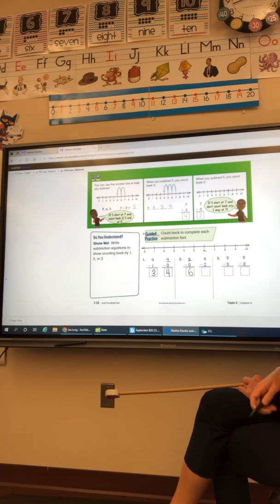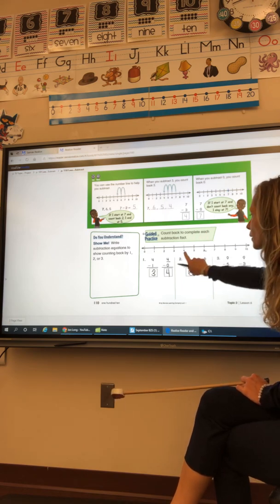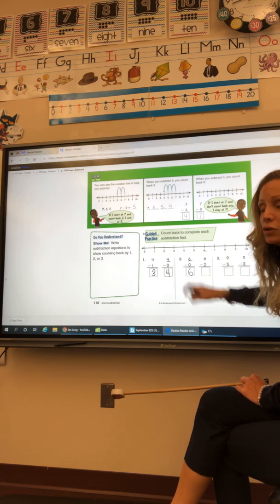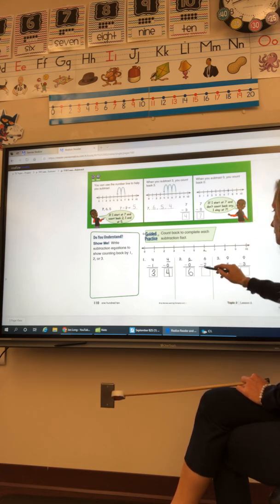The next one is 6 minus 2. I'm starting back on the 6. I'm getting my jumper ready. This time I'm jumping backwards 2. 1, 2. You try it. See what you land on. You'll land on the number 4.